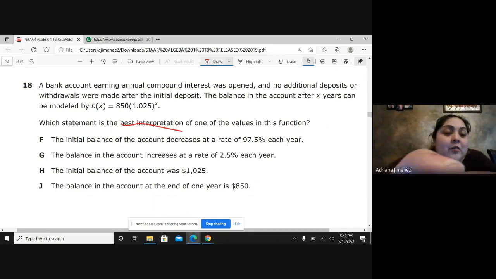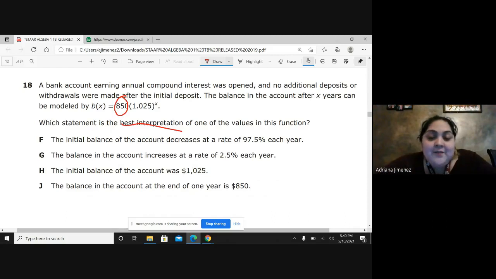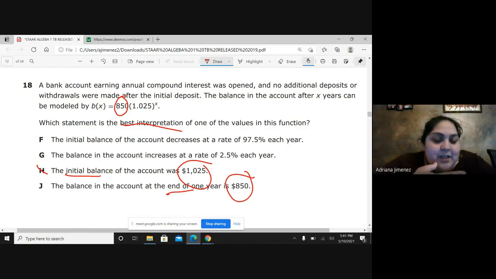All right, so it already told you that 850 is the initial deposit, because it's the number in front of the whole equation. So I look for stuff that talks about initial. This one talks about initial, but it says it's supposed to be 1.025. It's not 850. This one has 850 in it, but it says that that's at the end. And that's not supposed to be the end. It's supposed to be the initial.